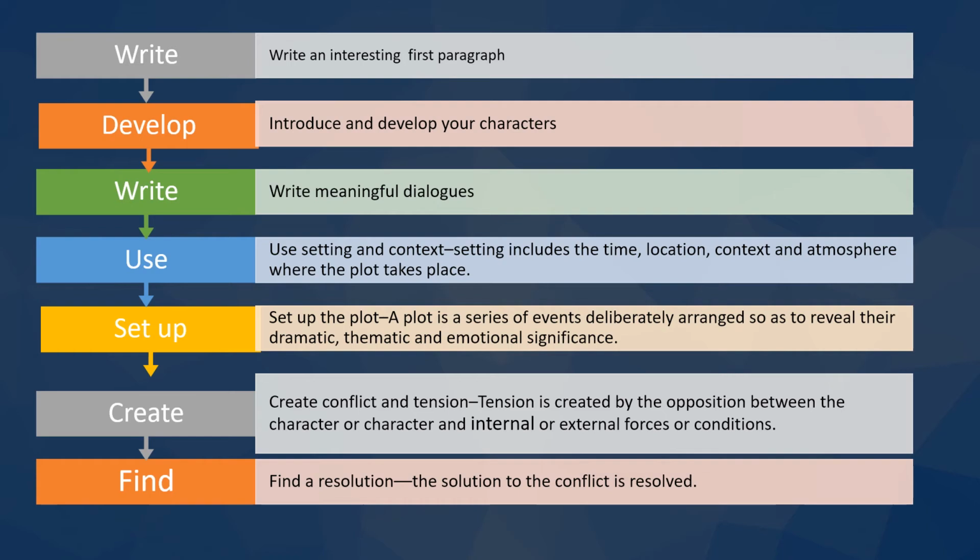Tension is created by the opposition between character and internal or external forces or conditions. This I said earlier. It could be the weather conditions also. It could be the characters' emotional or verbal or personality conflict as well. Last, find a resolution, the solution to the conflict, that it is resolved, happy ending, or sometimes it is a tragic ending. So which genre are you picking up? A comedy, tragedy, a plain story? That depends totally on your command, your creativity.